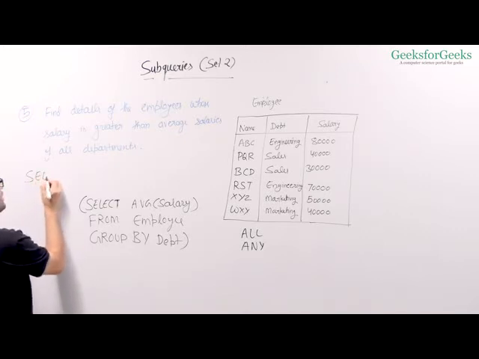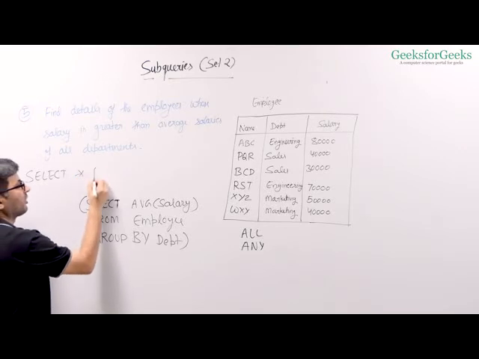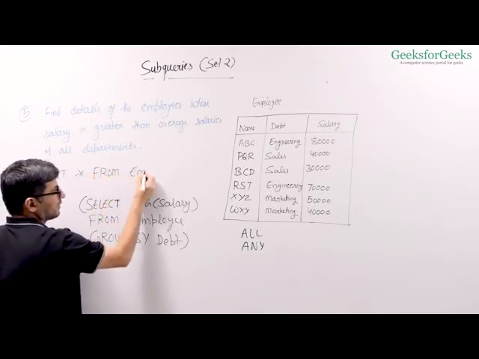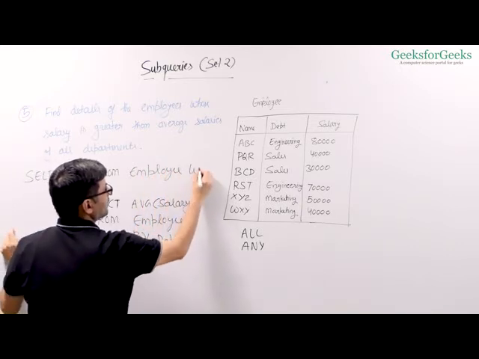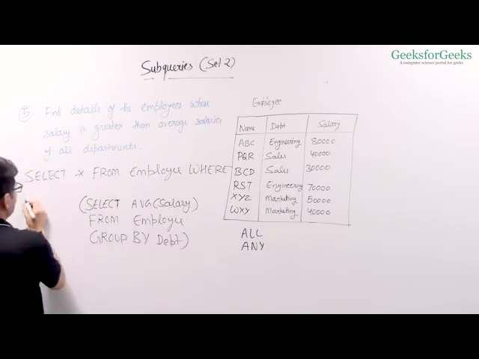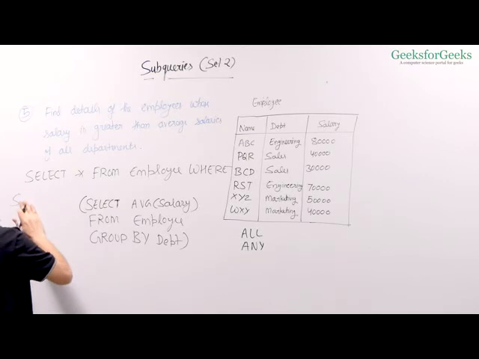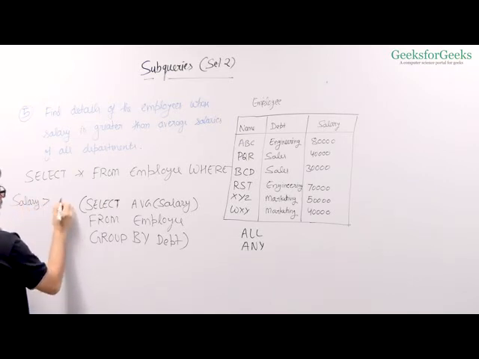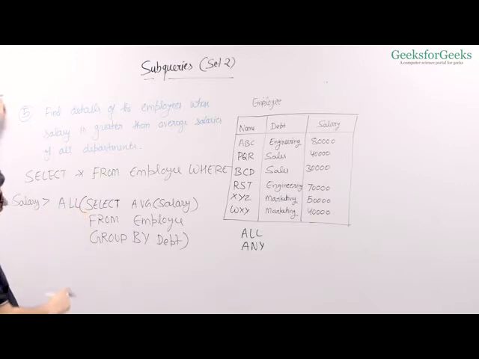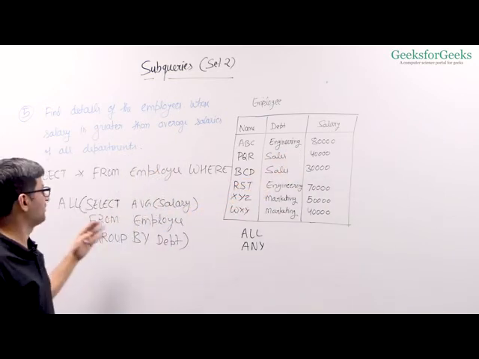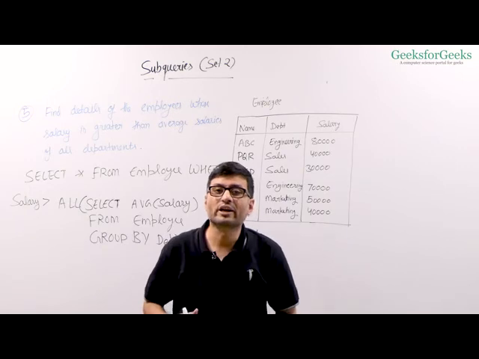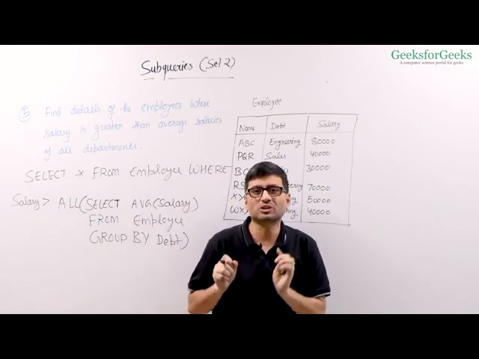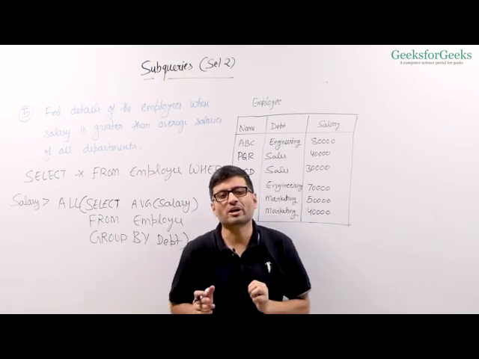Now we say select star from employee where salary is greater than all. Salary is greater than all values of this result, right? So we use the all keyword. Suppose my question was greater than the average of any department. I mean, any means greater than 35,000, right? Then we would have used any, right? So that's all and any. And here is a query where we use group by and we use subqueries. In the next video, we are going to talk about correlated subqueries.